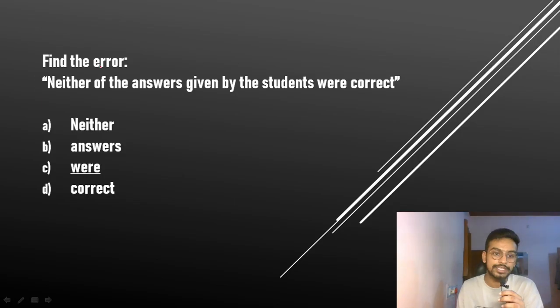So basically here you can see neither of the answers given by the students were correct. What is the error in this sentence? "Neither can't be the answer, answers can't be the answers, were incorrect." So "correct" can't be the answer, "where" is.